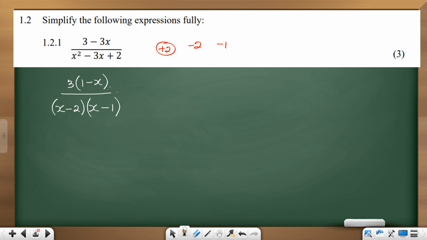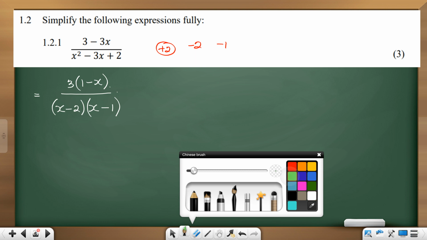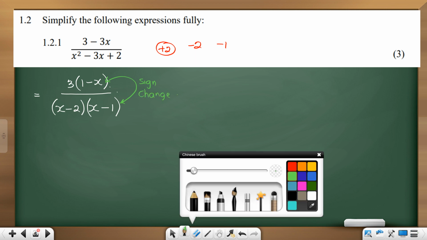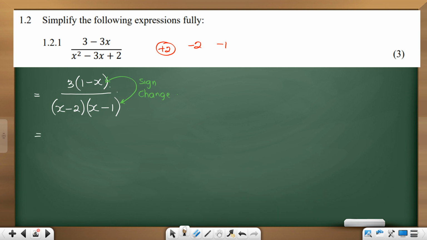Lovely. I'm seeing something here. There's 1 minus x and x minus 1. Sign change. Alright? 1 minus x and x minus 1. So I'm going to apply a negative to one of them. Let me do it at the top. So negative. I've already done my sign change. Now it's going to be x minus 1, no longer 1 minus x. So x minus 2 and x minus 1. So what do we have? We have negative 3 over x minus 2.